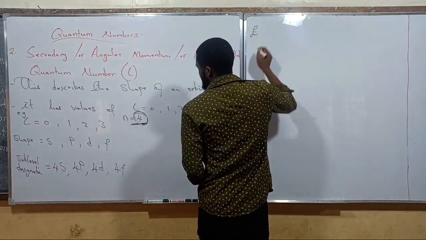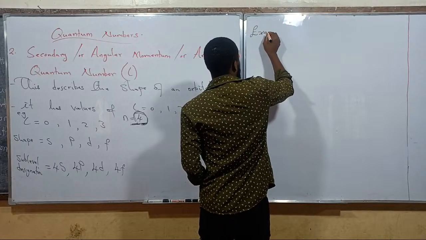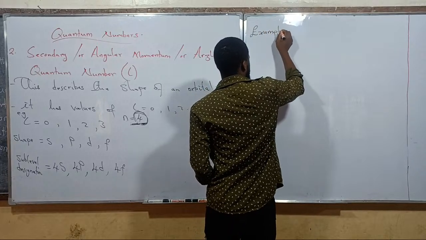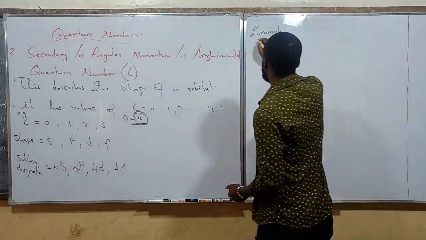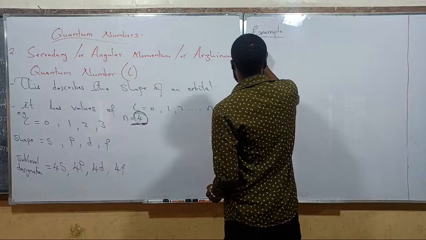So let's do one example. We see how questions do come on these two quantum numbers. So, example.